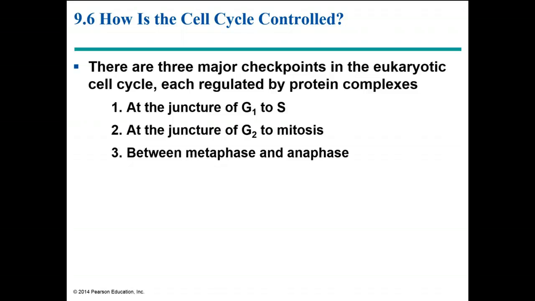Then there's a third checkpoint at the junction between metaphase and anaphase. Are all of the chromosomes attached to the spindle and aligned at the equator? If the cell fails any of these checkpoints, the cell is supposed to kill itself through a process called apoptosis. However, sometimes the cell does not, and that cell with its defects could go on to reproduce more cells with a defect, leading to the formation of tumors.